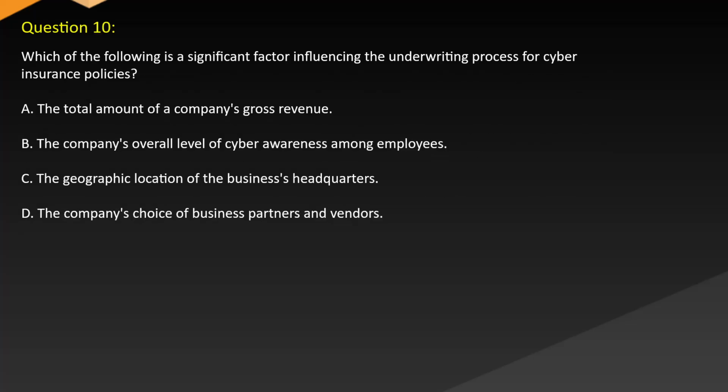Question 10. Which of the following is a significant factor influencing the underwriting process for cyber insurance policies? A. The total amount of a company's gross revenue. B. The company's overall level of cyber awareness among employees. C. The geographic location of the business's headquarters. D. The company's choice of business partners and vendors.